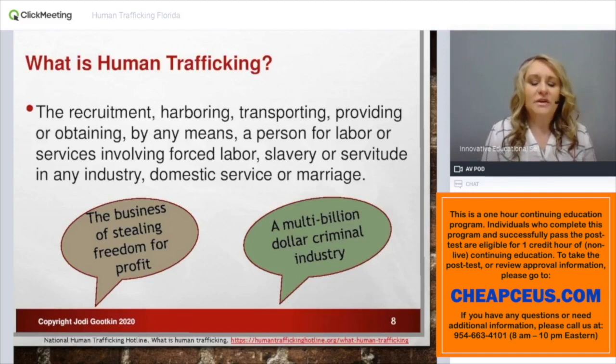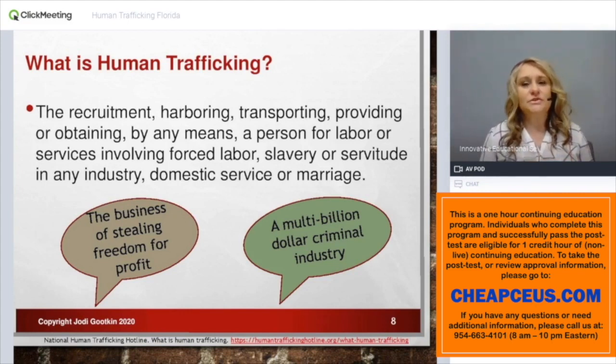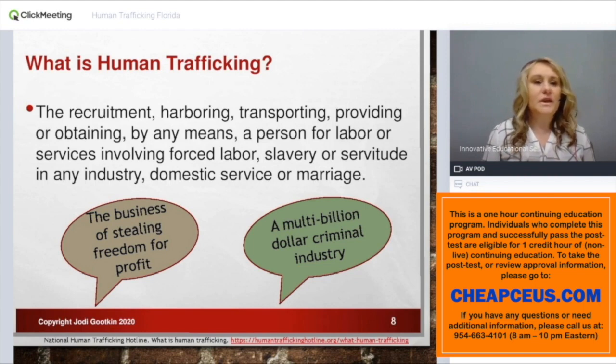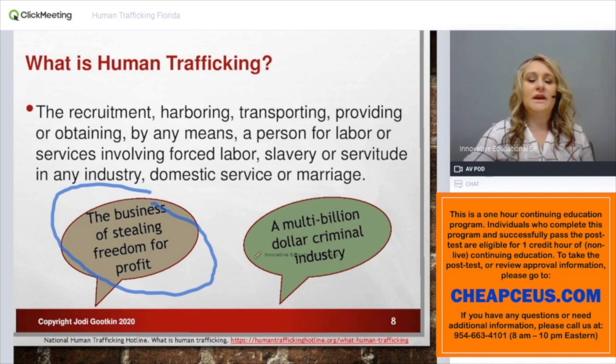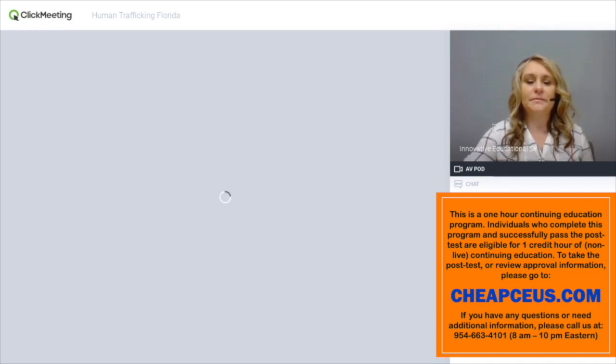When we define human trafficking, this is when individuals are forced, lied to, or manipulated into physical servitude and sexual exploitation. It's a situation where their basic human rights and dignities are leveraged for the financial gain of other individuals. This is modern-day slavery. It's been described as the business of stealing freedom for profit and has become a multi-billion-dollar criminal industry.